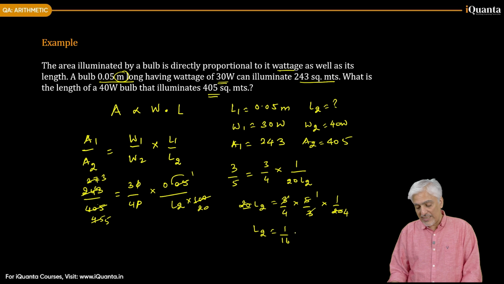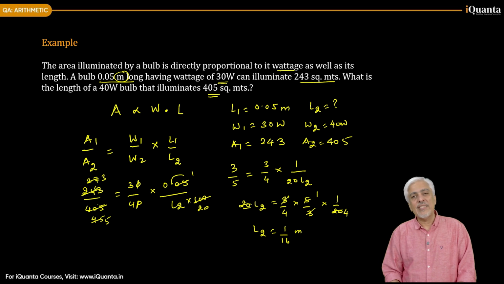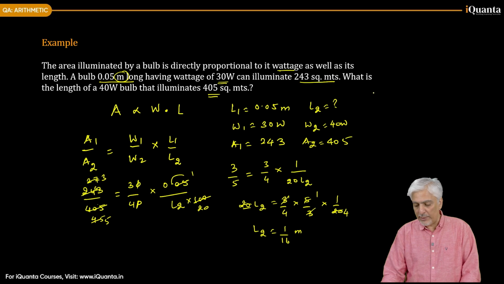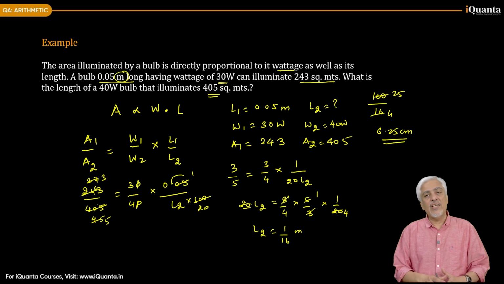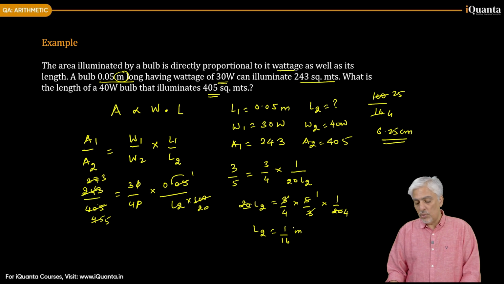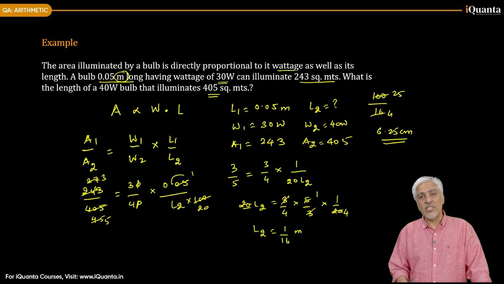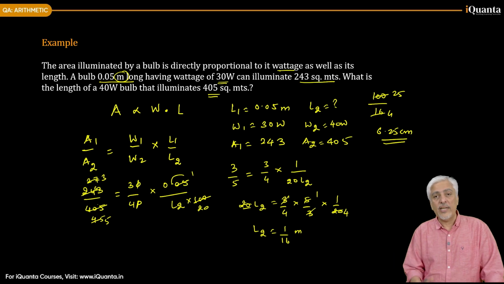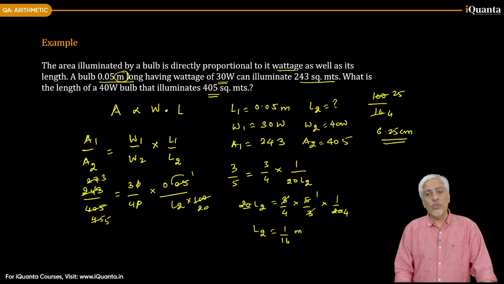So if they had asked in centimeters, you could have taken 100 divided by 16. 100 divided by 16 would become, I think, 6.25. 4 4s are 16, 25s are 6.25 centimeters. So depending on how they've asked the answer, how the options are given, you can mark 1 upon 16 or 0.0625 meters or 6.25 centimeters. Interesting question. I would suggest you just pause this video, try it one more time and go through again on your own.